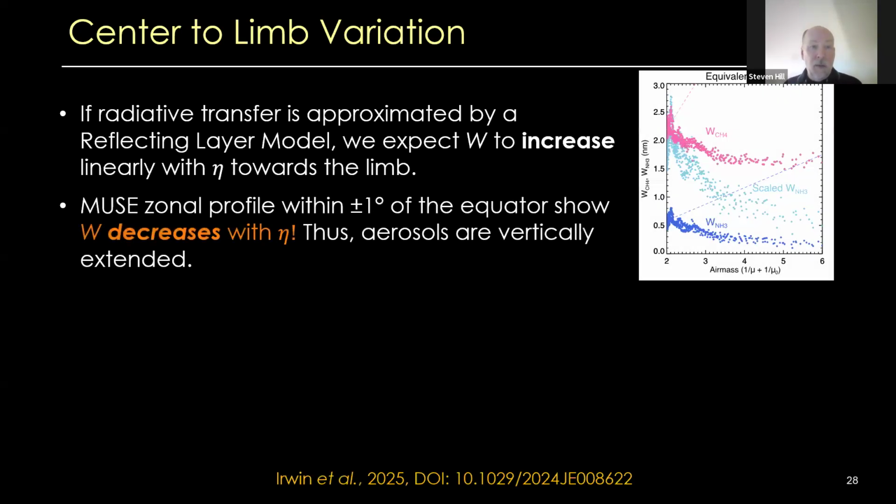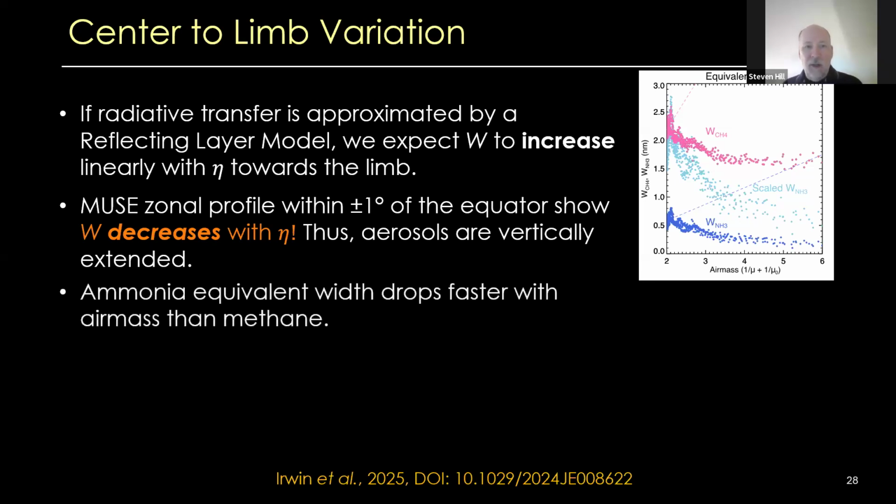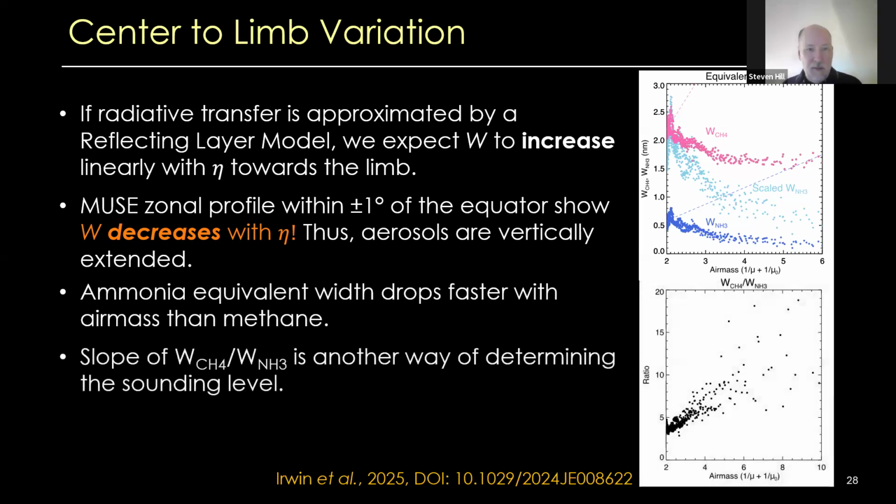A MUSE zonal profile was taken along the equator, about plus and minus 1 degree, and it shows that the equivalent width decreases with increasing air mass. So this essentially invalidates the reflecting layer model, which was a simple beginning tool, and shows that the aerosols are in fact vertically extended, which is a real-world expectation. But in addition, it shows that the ammonia equivalent width drops faster with air mass than the methane equivalent width does. So that's another interesting piece of information.